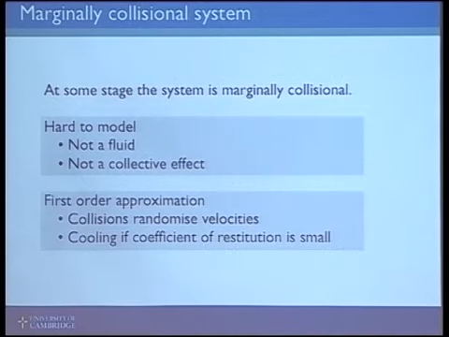Okay, so at some point the system will be marginally collisional, and we can argue when this happens. I'm not sure. But when it is, then it's pretty hard to model, because we really need to know what every single particle does. It's like a plasma physics problem. It's not like you have a fluid where you can actually have a pressure term. Right? Some particles will collide, some others don't. So it's hard to model. What will happen in the first approximation is, first of all, the collisions will randomize the velocities, but they will also cool it down if the coefficient of restitution is small enough.